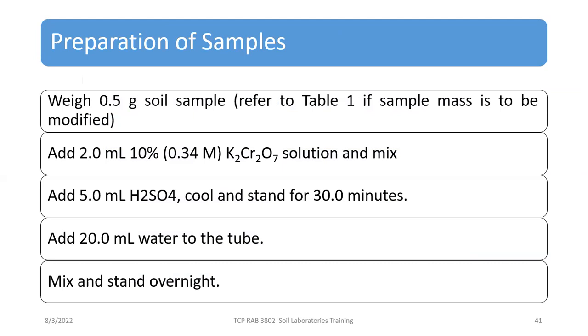For the sample, you weigh 0.5 gram of soil sample. You add 2 ml of potassium dichromate solution and mix. Then you add 5 ml of sulfuric acid, cool and stand for 30 minutes, similar to the previous one. Add 20 ml water to the tube, mix and stand overnight.